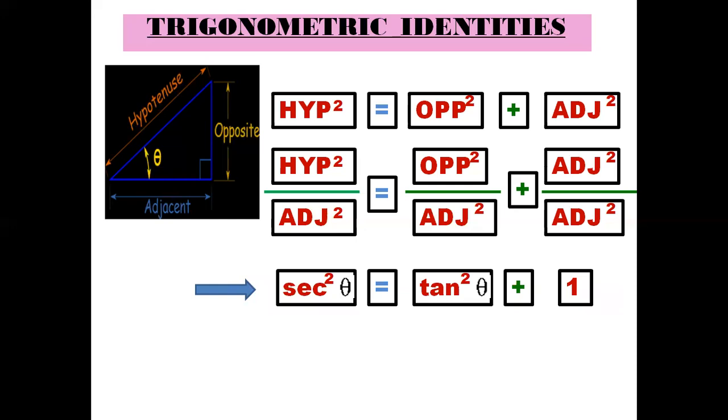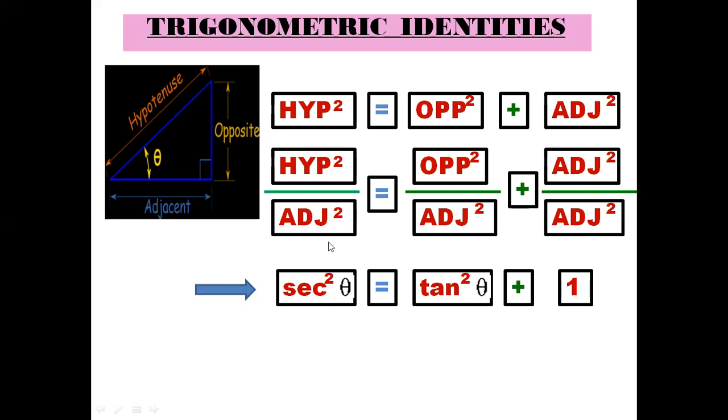Now we come to the third trigonometric identity, which is sec square theta equals tan square theta plus 1. We will start in the same way. Hypotenuse square equals opposite square plus adjacent square. Here we will divide by adjacent square on both left hand side and right hand side. Hypotenuse square by adjacent square equals opposite square by adjacent square plus adjacent square by adjacent square, which gives us 1 here.